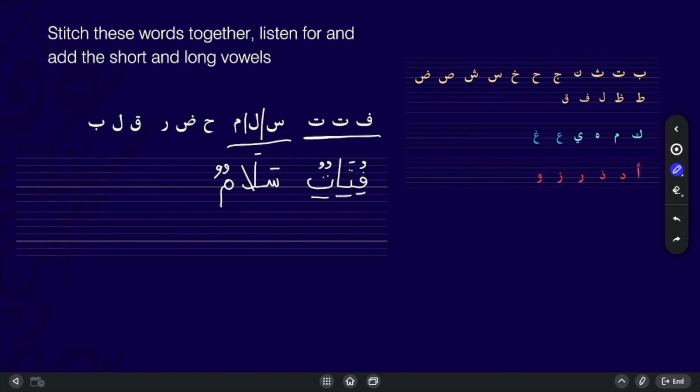Now the next word is حضور. Okay? Hu looks like a short vowel. Du sounds like a long vowel. Du, long. Du, run, short vowel.